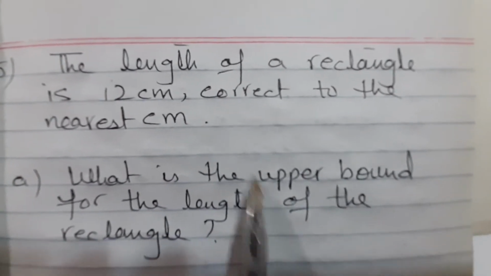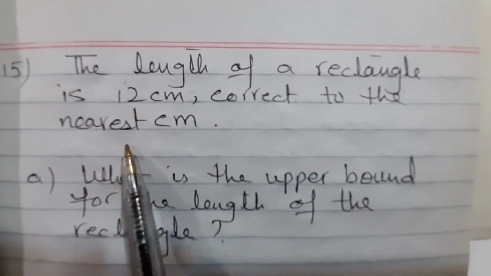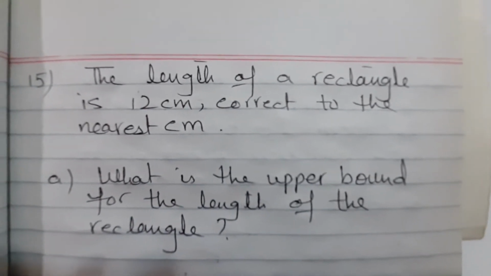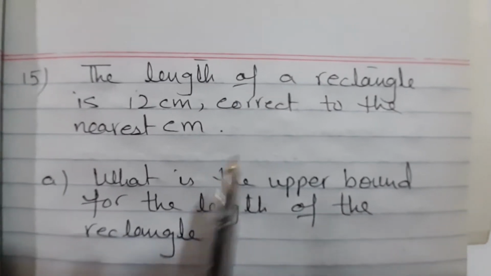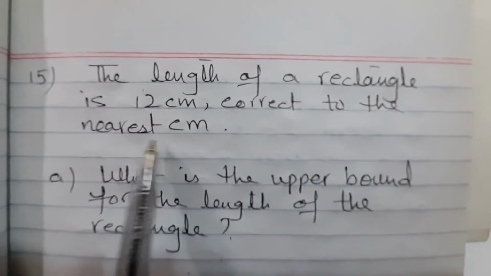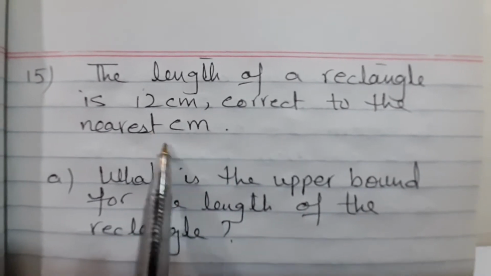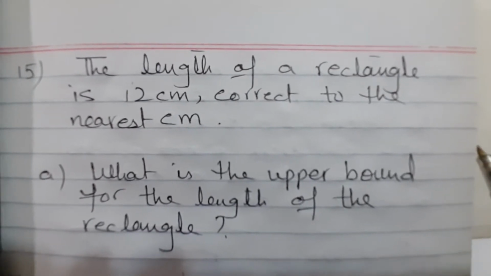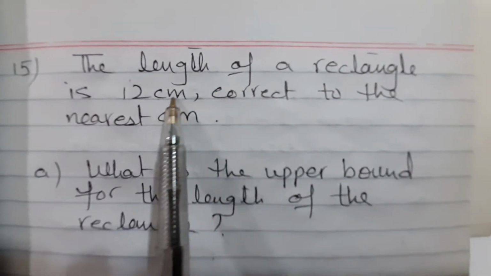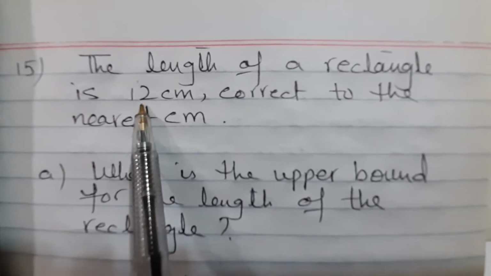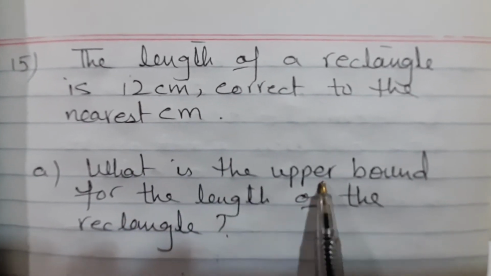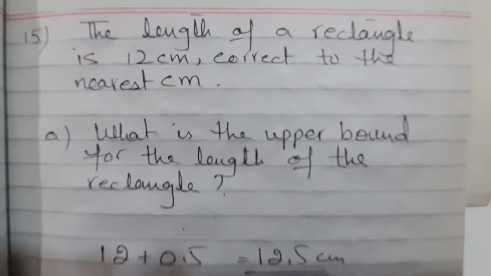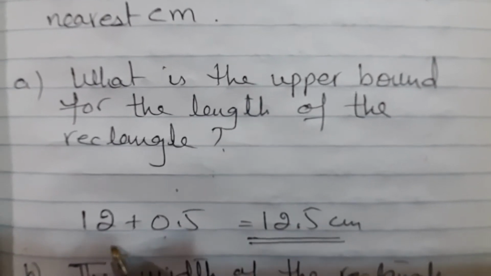Okay, so in the rectangle, the length is given to you, but it is corrected to the nearest centimeter. It means in actual measurement it was not 12, but it was rounded off to 12. So when this number comes corrected to the nearest centimeter, he is talking about 1 unit. So 1 unit means you will divide 1 by 2. Answer is 0.5. So if you add and subtract 0.5 and 12, you will get the limits. So question is saying what is the upper bound for the length of the rectangle? Upper bound means upper limit. So you are adding 0.5 and 12.